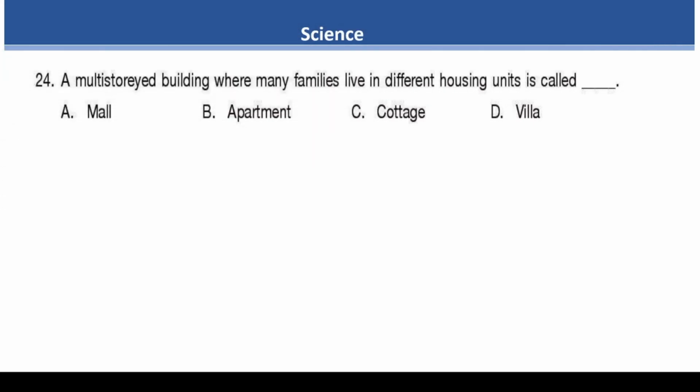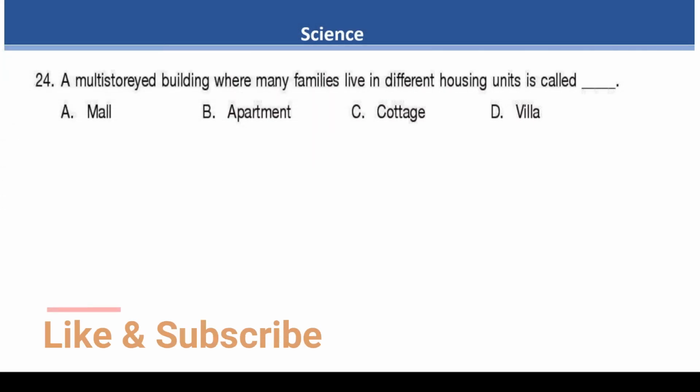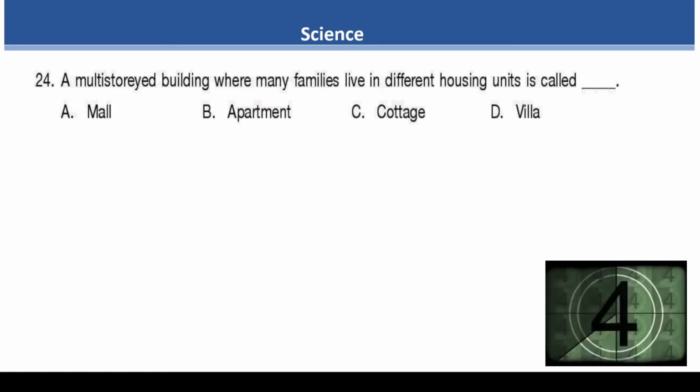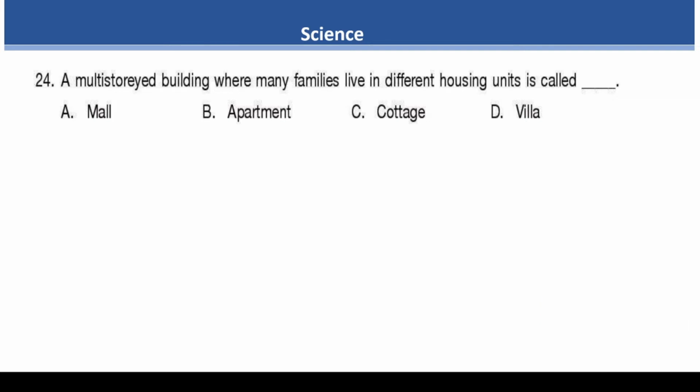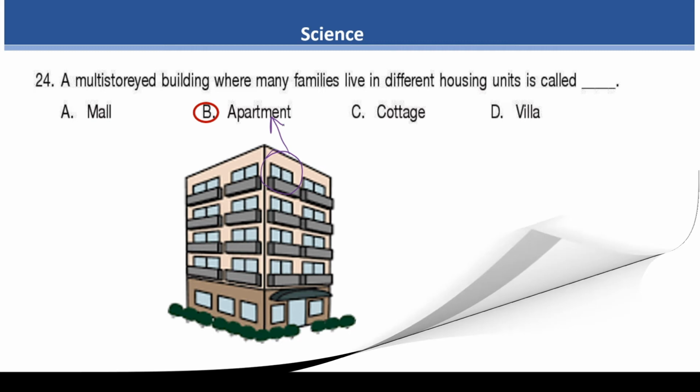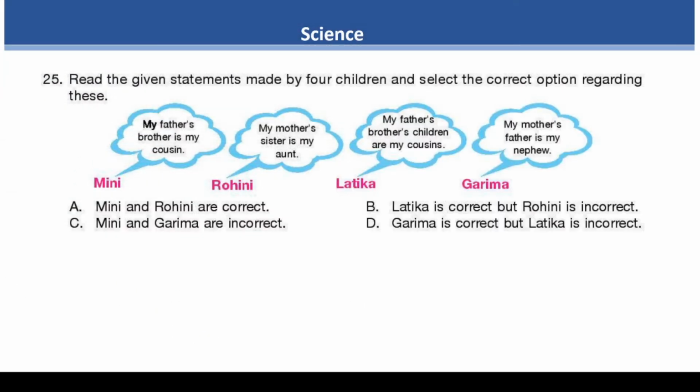Next question. A multi-storied building where many families live in different housing units is called what? A mall, apartment, cottage or villa. Let's see if you can get this. Well, the answer for this is option B, apartment, because this is a multi-storied building and each house here is called an apartment.